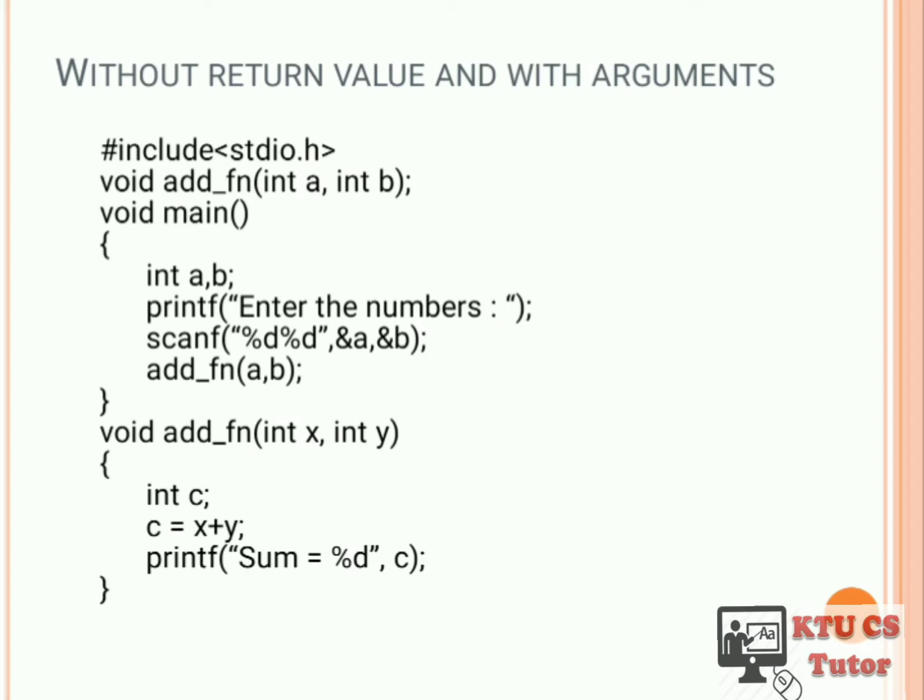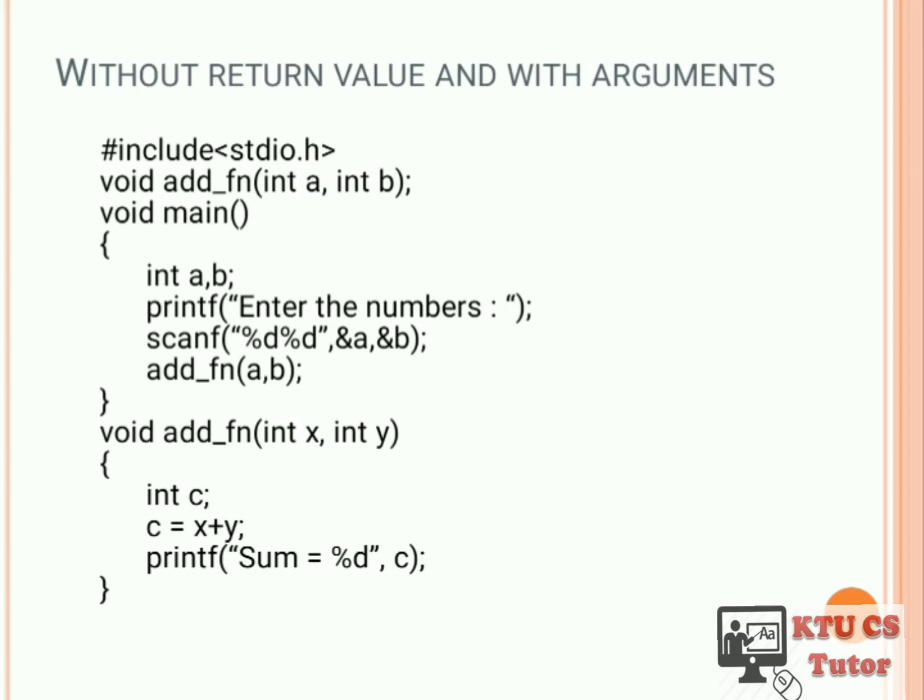Then only we can pass. So whenever we are calling the add function, within the brackets we will be giving a comma b. That means we are passing the values of a and b to the function. Whenever this function call occurs, it comes here, and in the function definition we have int x and int y. Here a and b are the actual arguments and x and y are the formal arguments.